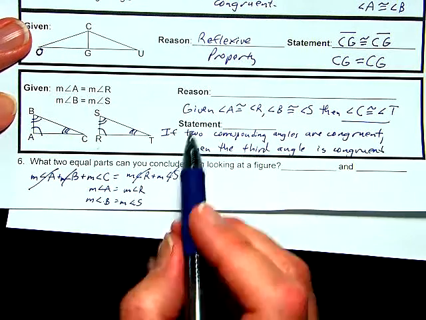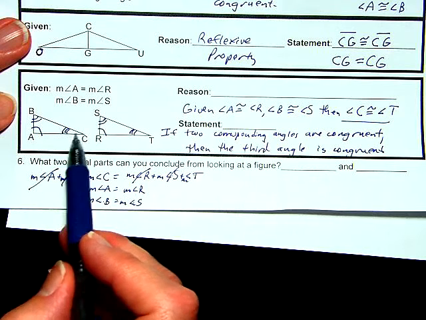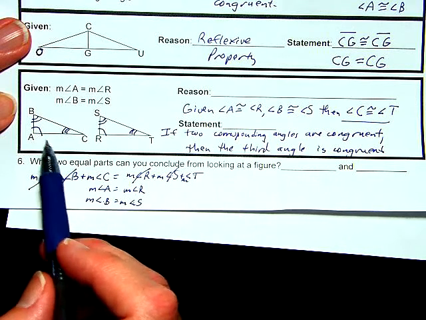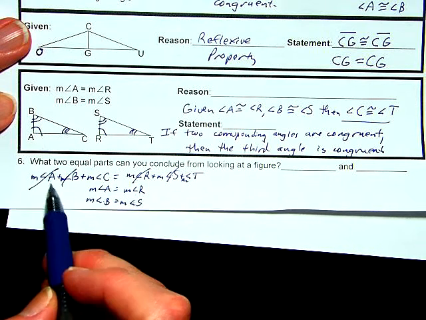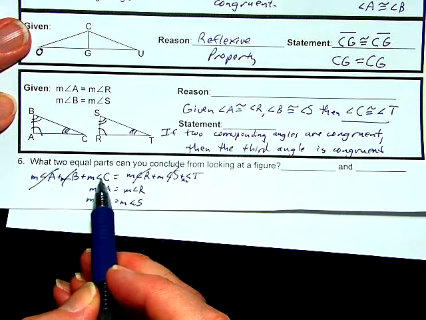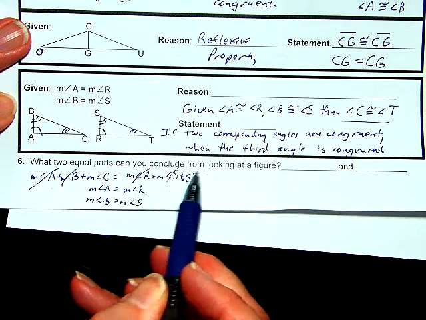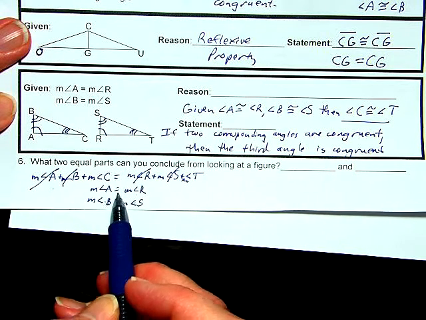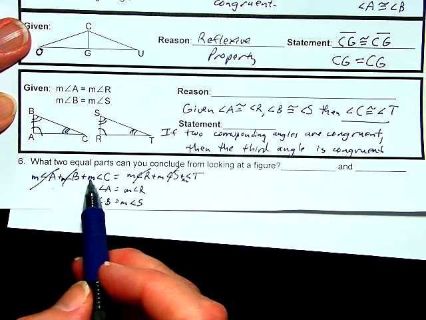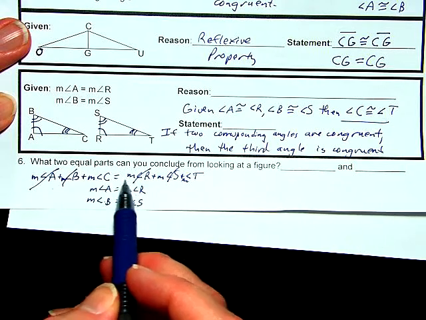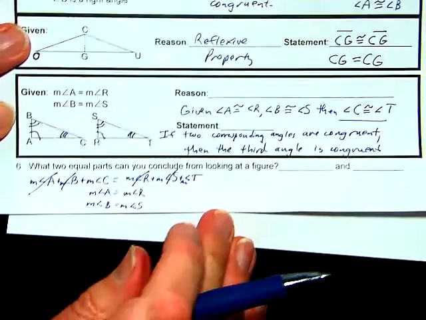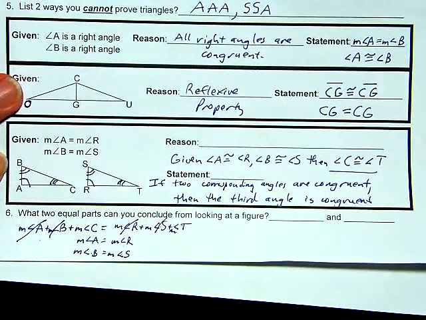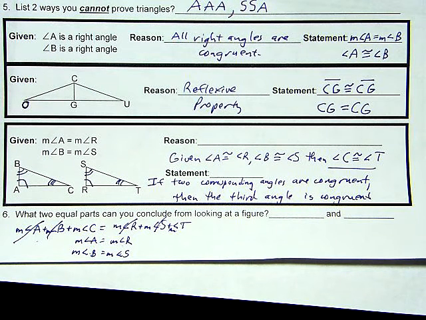Because the three angles of a triangle add up to 180, that means these three angles add up to the same amount that these three angles do, and since we know two of them are equal, we could subtract out the two equalities to conclude that the measure of angle C equals the measure of angle T. And all three of these properties we are going to need to use at some point as we move along in proving triangles are congruent.